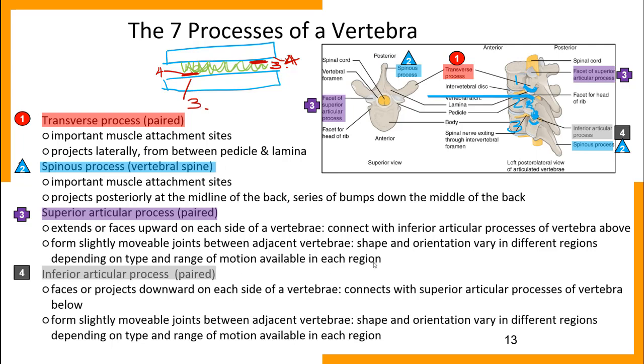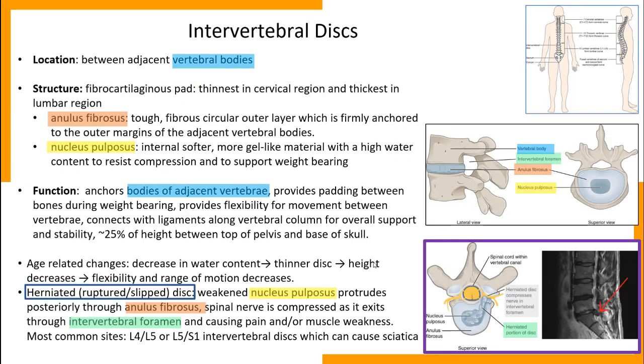Let's continue on. When we talk about intervertebral disc, again, inter means in between. So the intervertebral discs are located between vertebral bodies that are next to each other. So you can see here, this is the body of vertebra 1. This is the body of vertebra 2. And in between here, you've got the intervertebral disc.